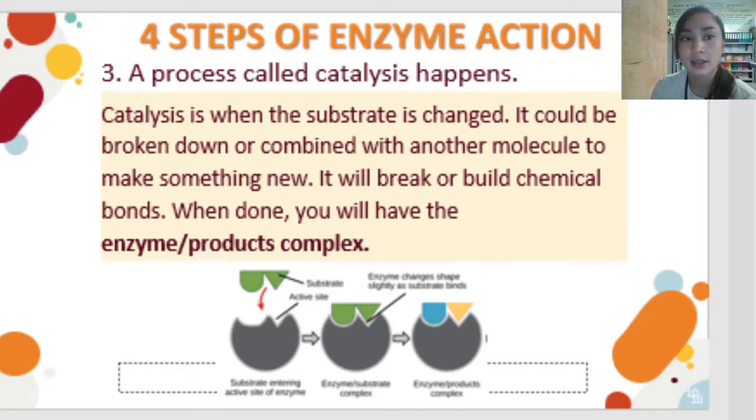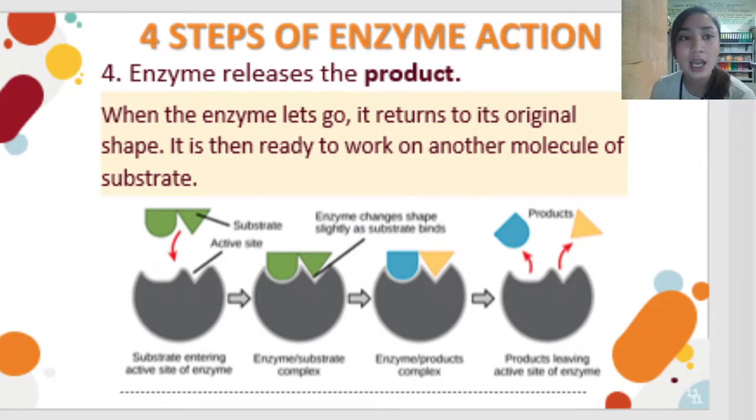Just a review of the first, second, and third steps. Again, our first step is the substrate and the enzyme in the same area, as seen in the picture below. The next picture shows the attachment of the substrate to the active site, which we now call the enzyme substrate complex. Then the third step is when catalysis happens, and now we have the enzyme product complex. And then the last step in enzyme action is when the enzyme releases the product. This is the time when the enzyme lets go of the product itself and returns to its original shape. It is then ready to work on another molecule of substrate.